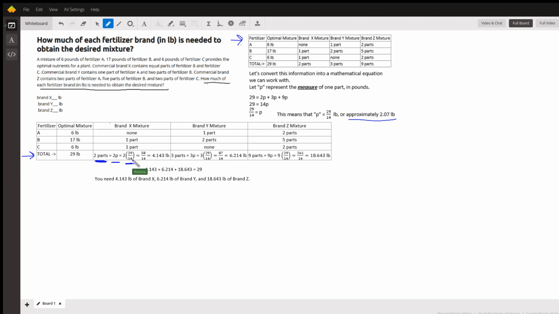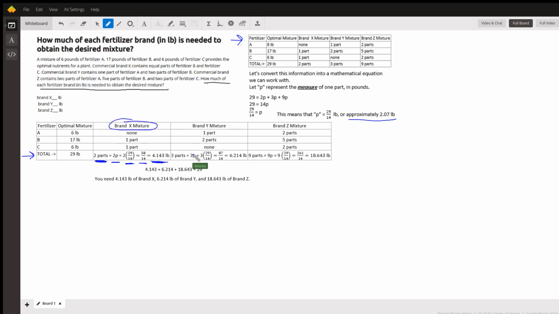At the end of the day, we can put our answers in decimals, but just a little side note: when you're doing long calculations in multi-step problems, it's a good idea to leave things in fraction form until the end for the sake of accuracy. So we end up with 58 over 14, which is approximately 4.143 pounds of brand X mixture.